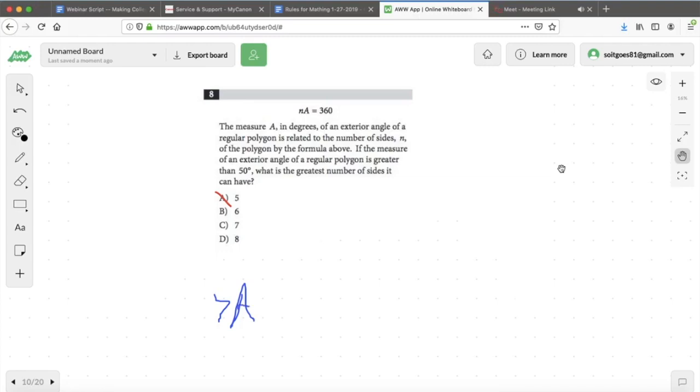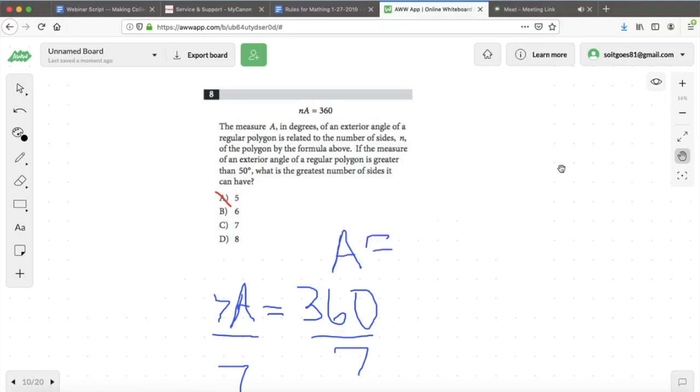Just testing the answer choices here. Good. All right, does that give us something bigger than 50? I think it does. It's 51.4. Yes, yeah. So C works, 7 works, but that means we can eliminate answer choice B. Mm-hmm. Does that make sense? Yeah. All right, let's plug in D.